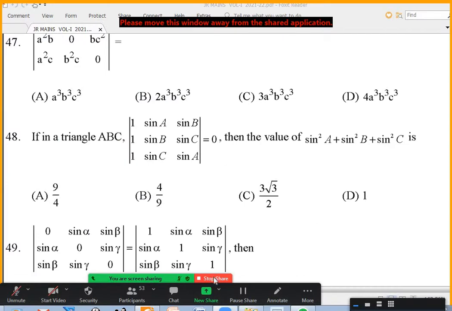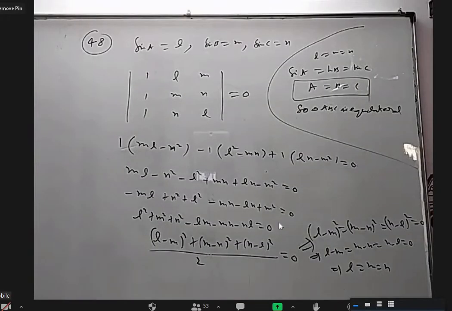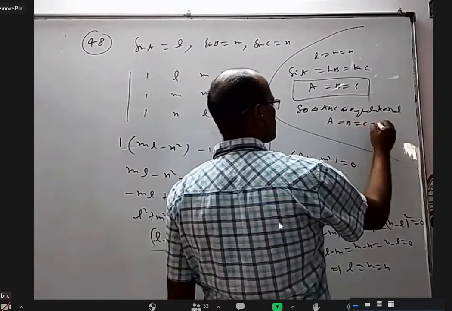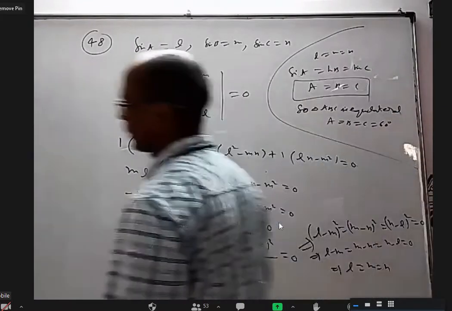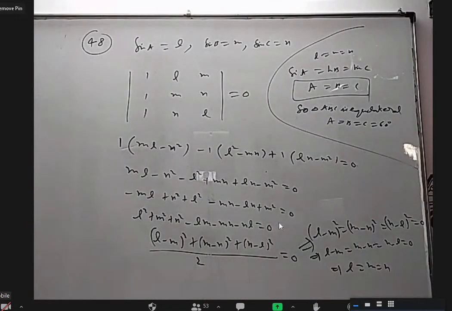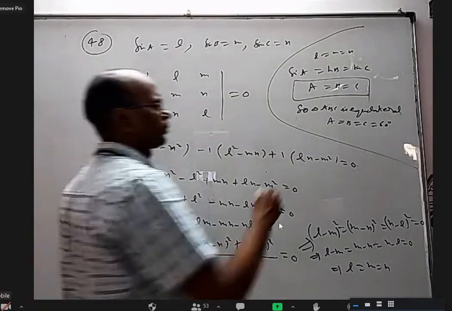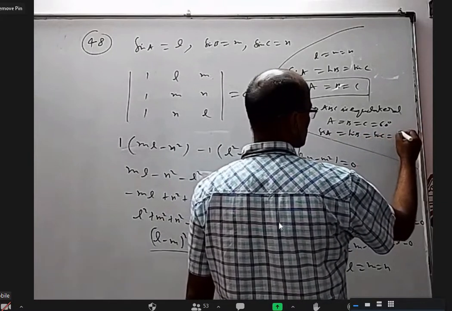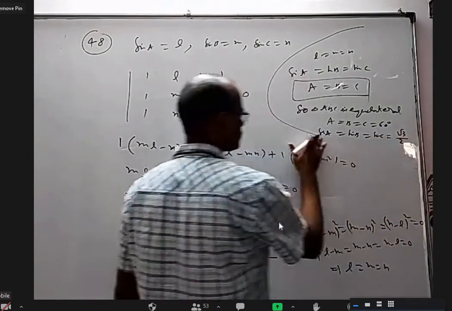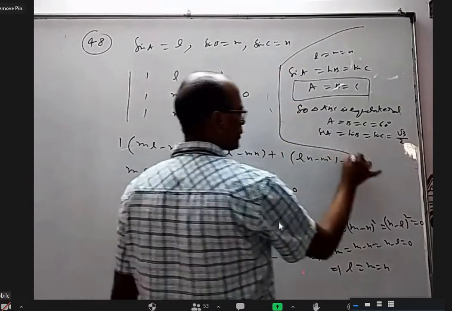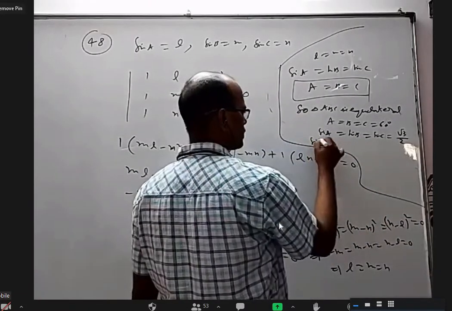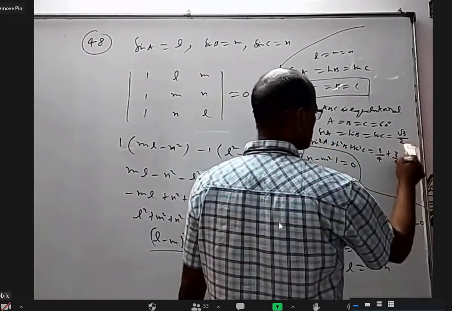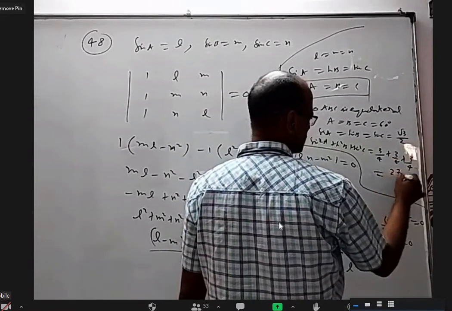Sin square A plus sin square B plus sin square C. Okay, so they're equal, correct, but how are they equal to root 3 by 2? Somebody may ask. Because it is an equilateral triangle, A equal to B equal to C equal to 60 degrees. So sin A equal to sin B equal to sin C equal to sin 60. I think everybody knows it is root 3 by 2. And now if you want sin square A plus sin square B plus sin square C, it is 3 by 4 plus 3 by 4 plus 3 by 4, which is 9 by 4.